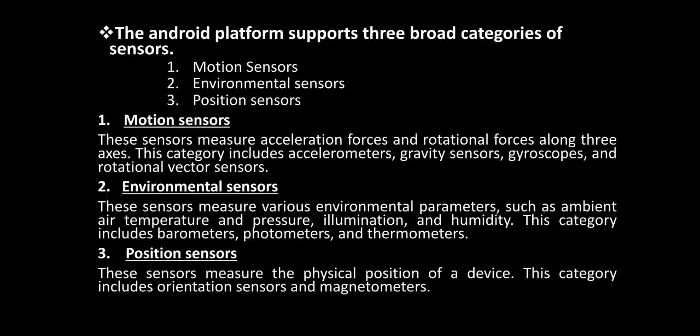Environmental sensors measure various environmental parameters such as ambient air temperature and pressure, illumination and humidity. This category includes the barometer, photometer and thermometers, etc. Position sensors measure the physical position of the device. This category includes the orientation sensors and magnetometers.